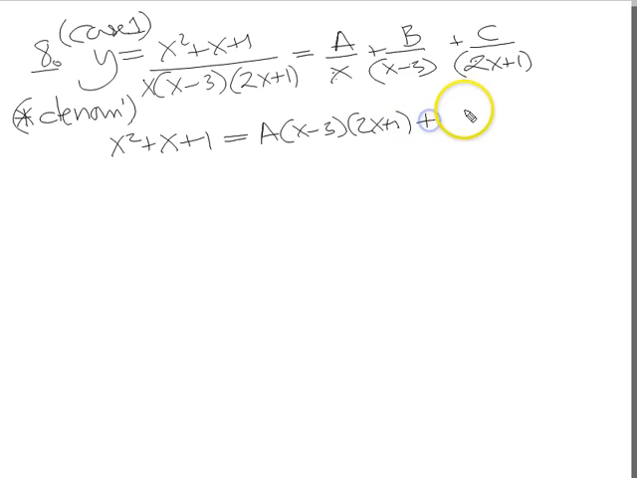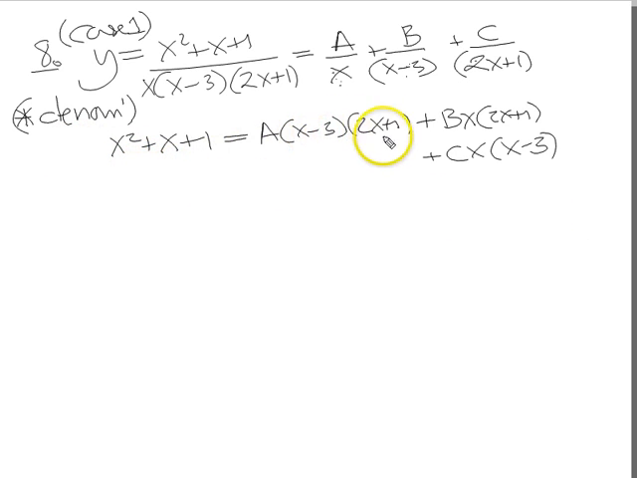Then you've got plus, and it will be b, and this time the x minus 3 will go, and it will leave x(2x plus 1). And then it will be plus c. This time that will go, and these 2 will just pop up. x times (x minus 3). There we go. That's what we've got then.